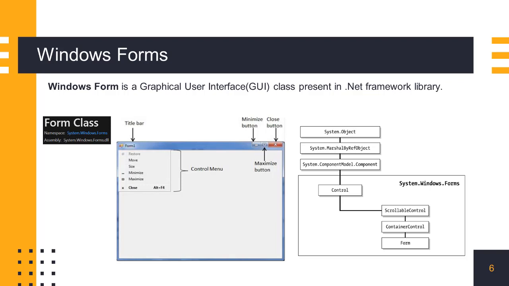From the class diagram, we can see that the form class is derived from container control class, which implements methods to host other controls. The container control class is derived from scrollable control class, which gives scrolling functionality to any control derived from it. It displays horizontal or vertical scroll bars when the size of the control is small as compared to the data displayed on the control. Now let's understand more about Windows Forms in Windows Form Designer available in SharpDevelop.